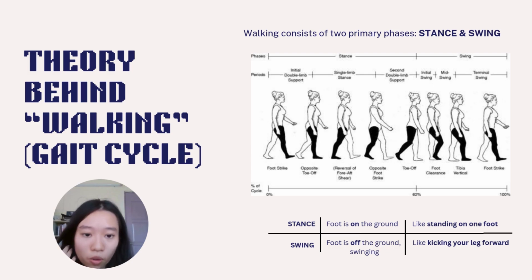Okay, so after it successfully strikes forward, we need to stabilize our body, and then the right foot will again lift the toes up for the next phase, which is the swing phase, where the foot is off the ground and you kick your leg forward. So that makes up walking. The process will repeat over and over again, and that's how we walk.